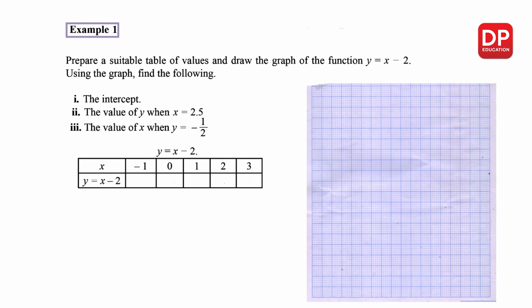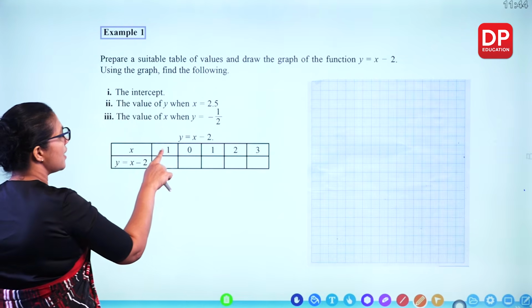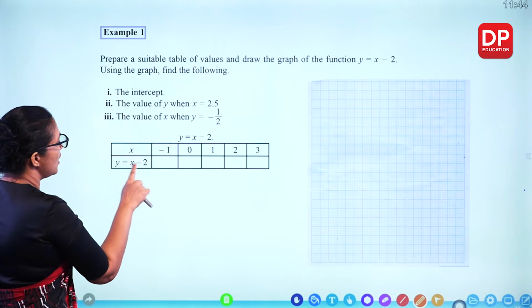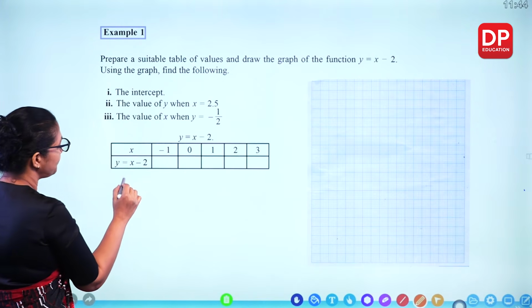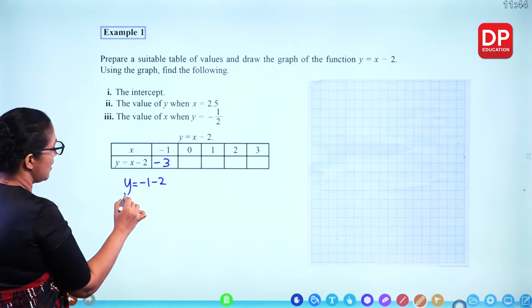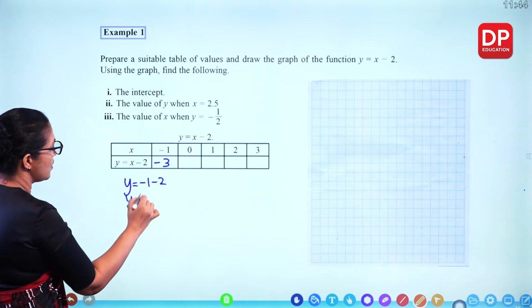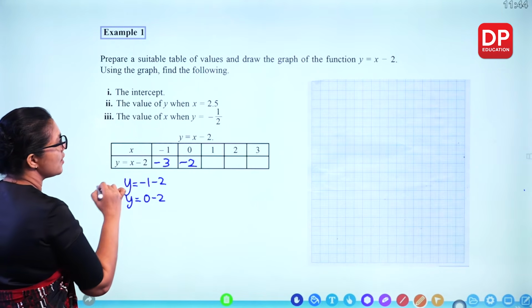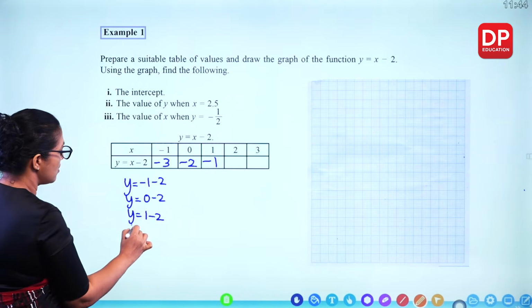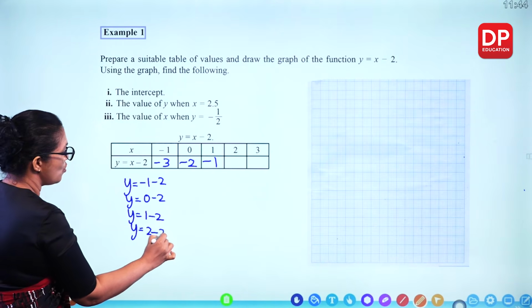Example number 1. Prepare a suitable table of values and draw the graph of the function y equals x minus 2. Using the graph, find the following. So x is taken as minus 1, 0, 1, 2, 3. Substitute and find out the y values. X equals minus 1. Minus 1 minus 2, you get minus 3. 0. 0 minus 2, you get minus 2. 1. 1 minus 2, minus 1. 2 minus 2, 0.